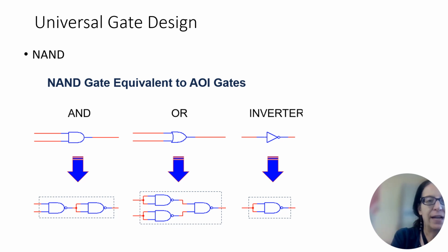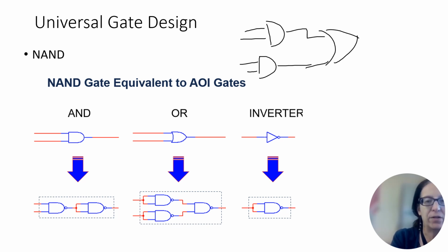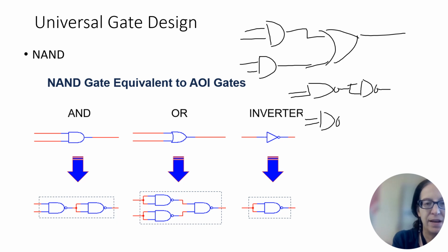And then the thing with your universal gate design is, suppose you were going to AND something together, and you were going to AND something together, and then you were going to OR them together. So what you would do is take each AND gate and replace it with the NAND equivalent. And then you have a NAND gate. And then we're going to OR them, which means we're going to invert them and then AND them together.